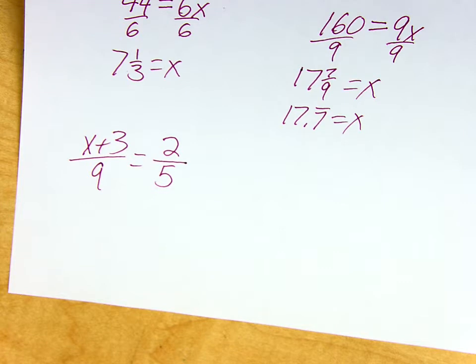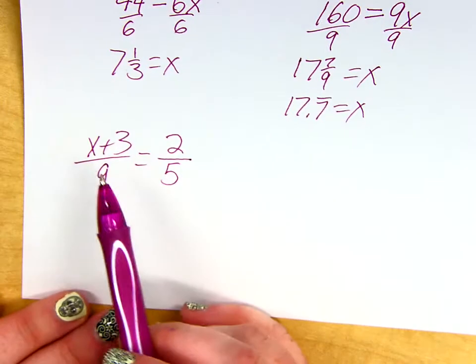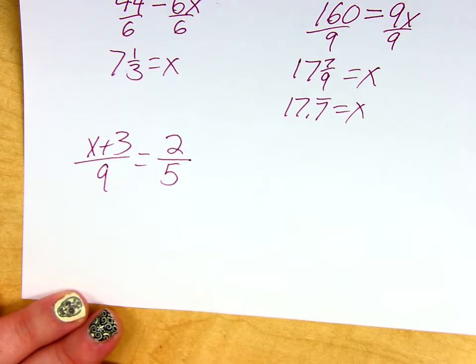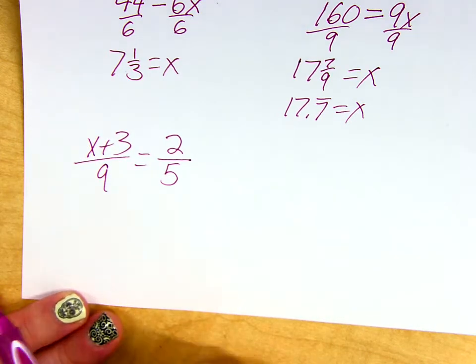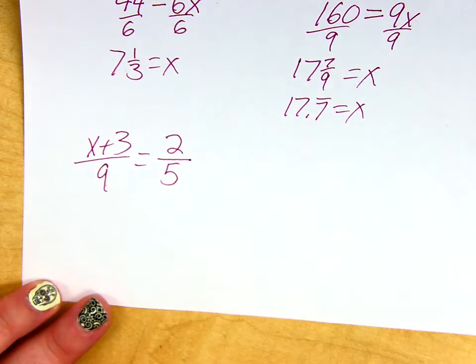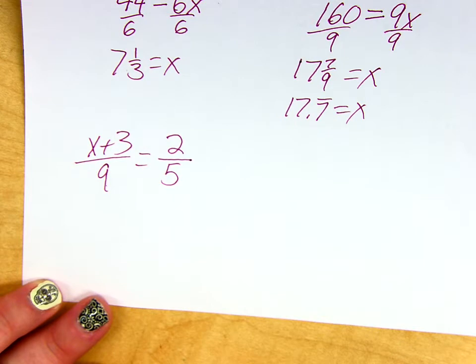Yes. What'd you say? No, you can't because they're not like terms. Yeah. Kaden? Multiply 9 by... Oh, you can do that. You're not wrong, but you're making a little bit more work for yourself than you have to.